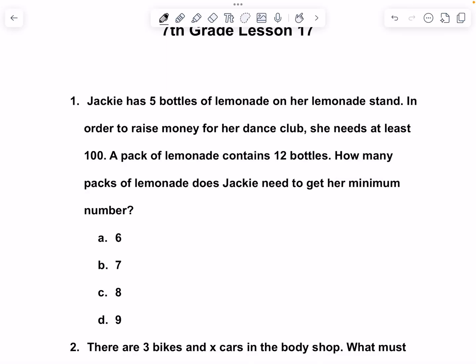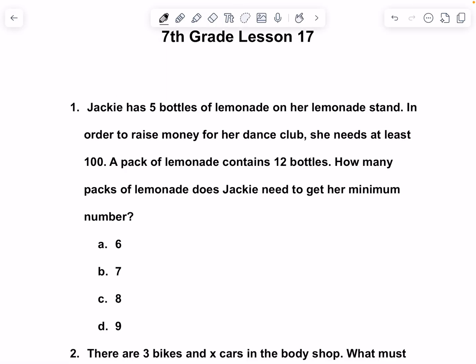Hi, well, today we're doing 7th grade math lesson 17. So the first one says that Jackie has 5 bottles of lemonade on her lemonade stand, and she needs at least 100 bottles in total, and a pack contains 12 bottles. How many packs does she need to get her minimum number, which is 100 in this case?